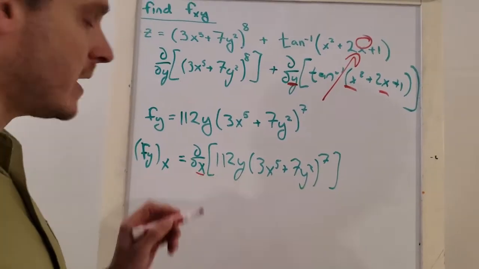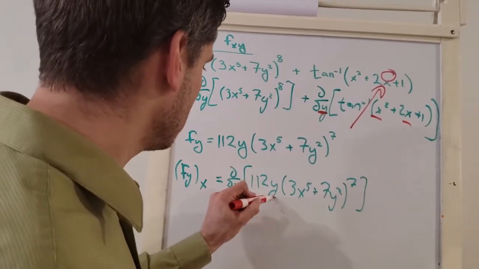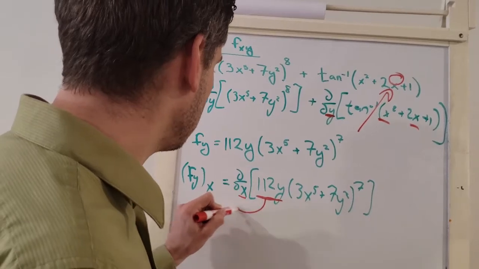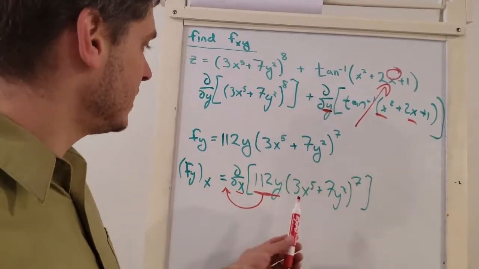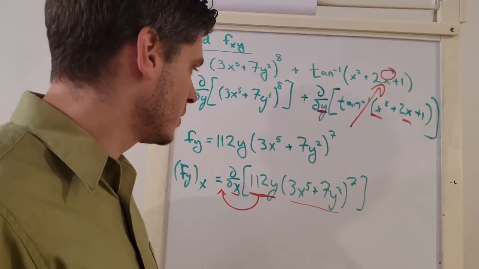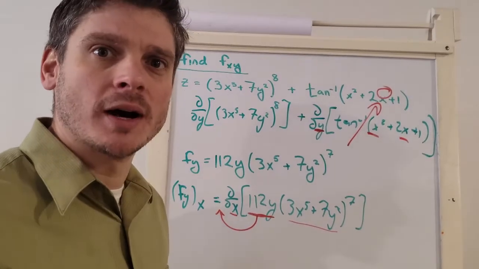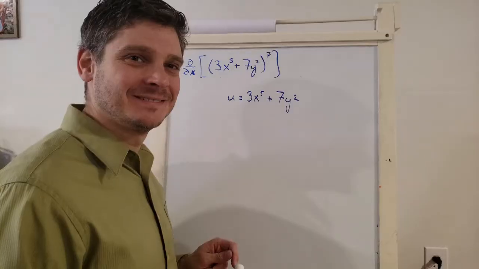But again, it's with respect to x, which means anything that just has a y is a constant, which means, oh, this is a constant. So I'm going to be able to factor this out. And then I'll just have to work on taking the derivative with respect to x of this part, which, oh, is going to require another application of our chain rule. Back to the scrap paper.